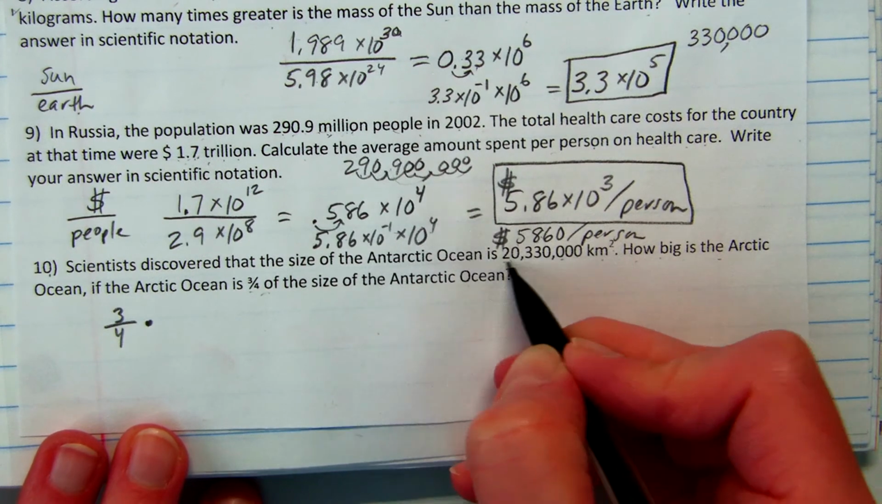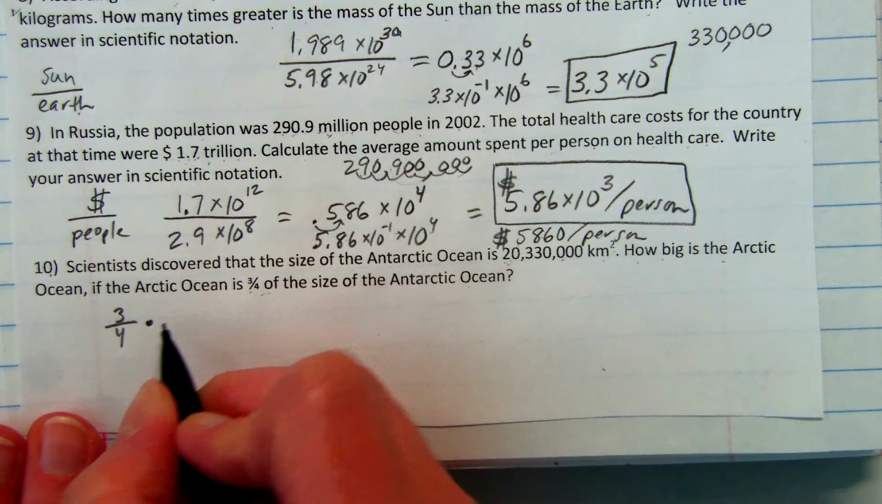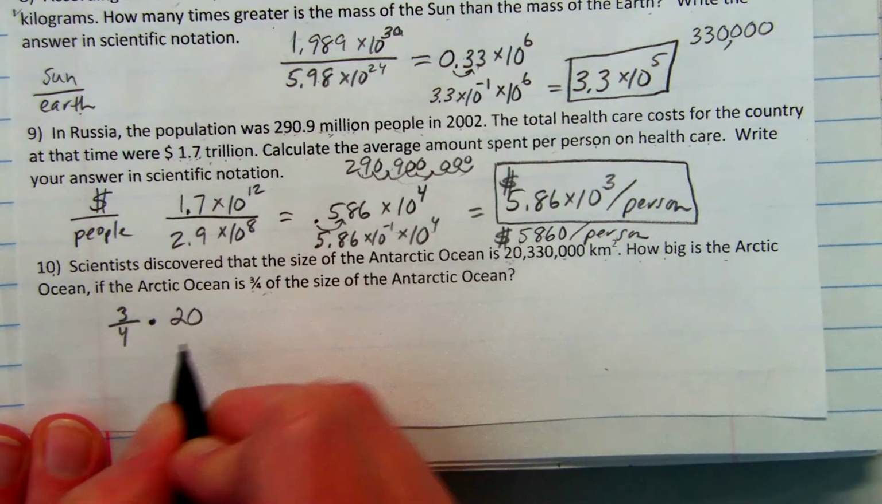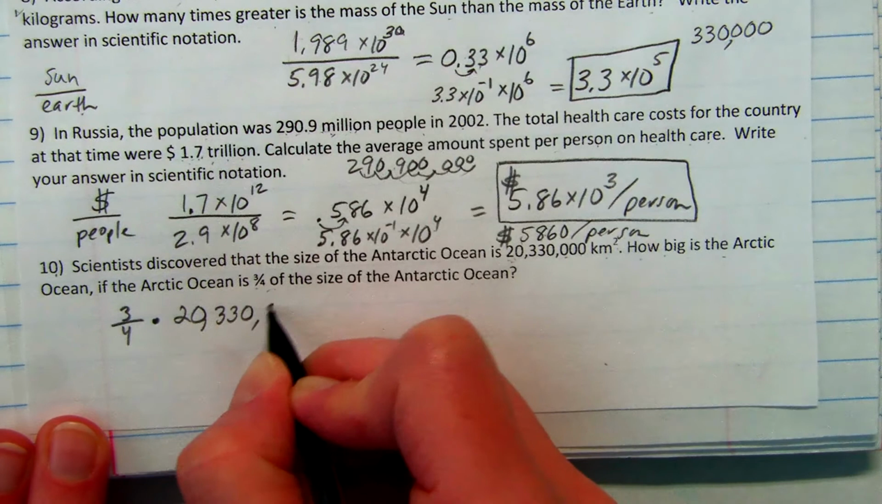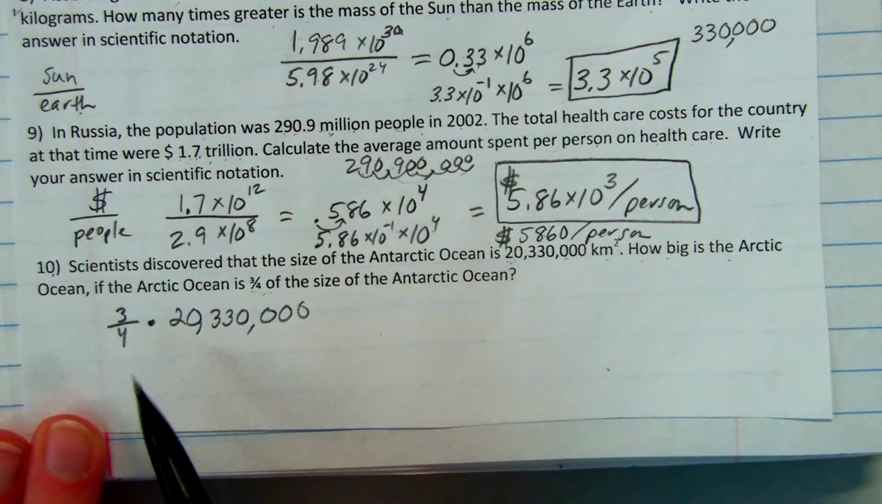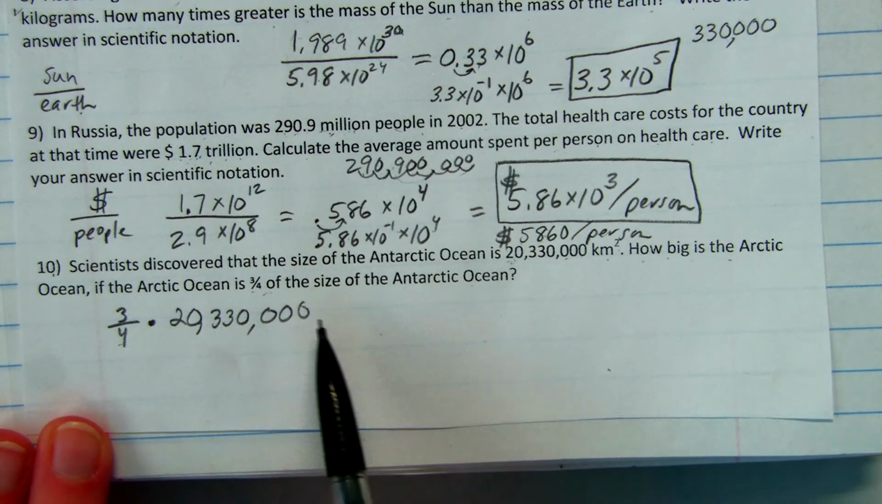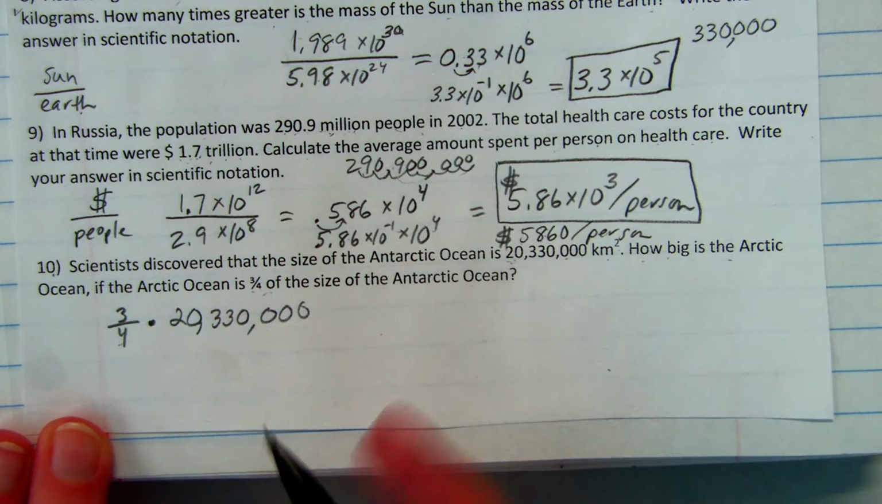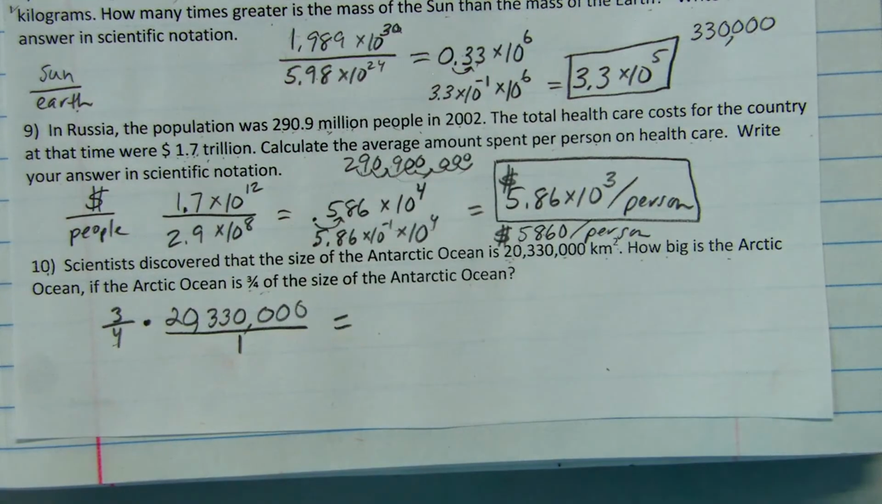But we're going to put this number in scientific notation. Actually, let's start just by writing it as a regular number just for fun. And maybe we'll change the answer to scientific notation. So if I'm going to take a fraction times a whole number, I have to turn the whole number into a fraction. So put it over 1. And then we're just going to multiply across.